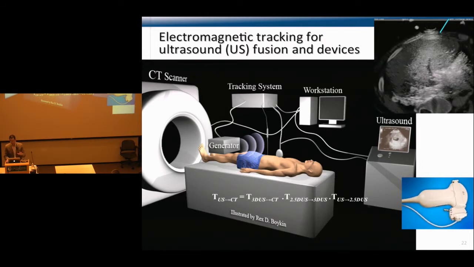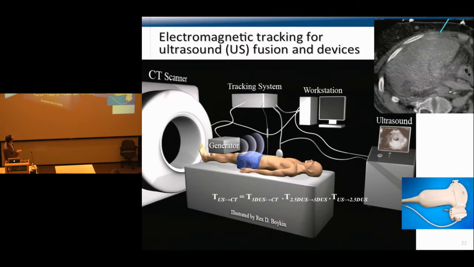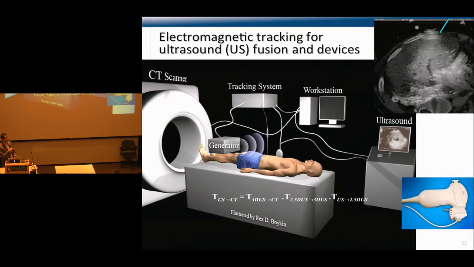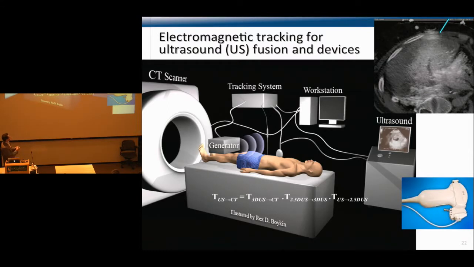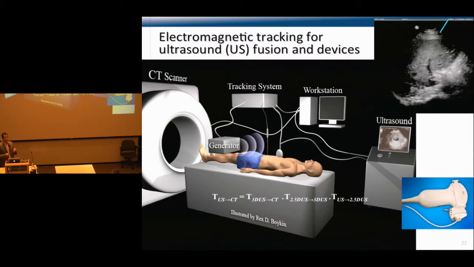So the challenge is, if we're given a pixel in an ultrasound image, we want its corresponding pixel on the CT. Basically, that's what we're trying to achieve. For example, if we have a target identified on the CT, we want to know during the procedure where that tumor is on the ultrasound image.